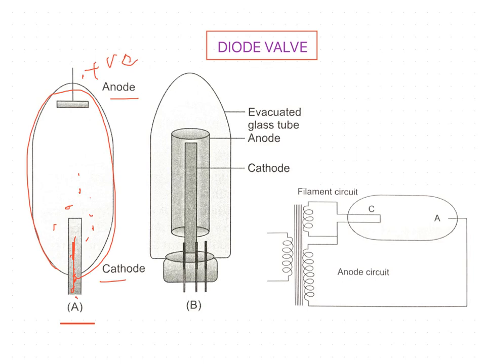If a potential difference is then applied so that the plate is positive in relation to the filament, these free electrons are attracted towards the plate. That is, the plate is the anode. Once these electrons are attracted there, current passes across the valve.